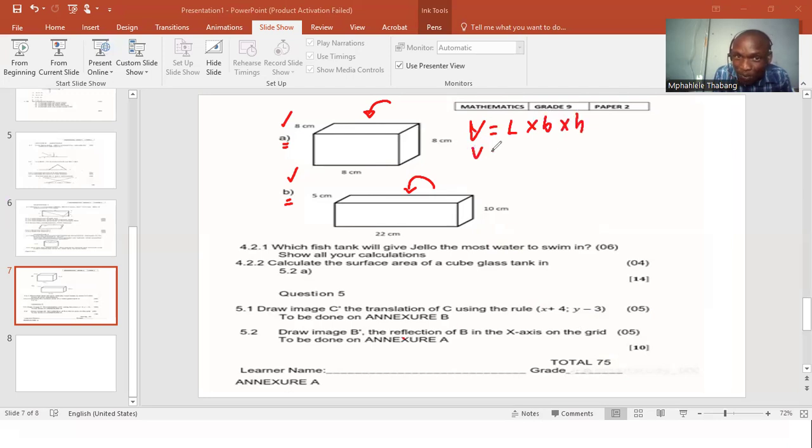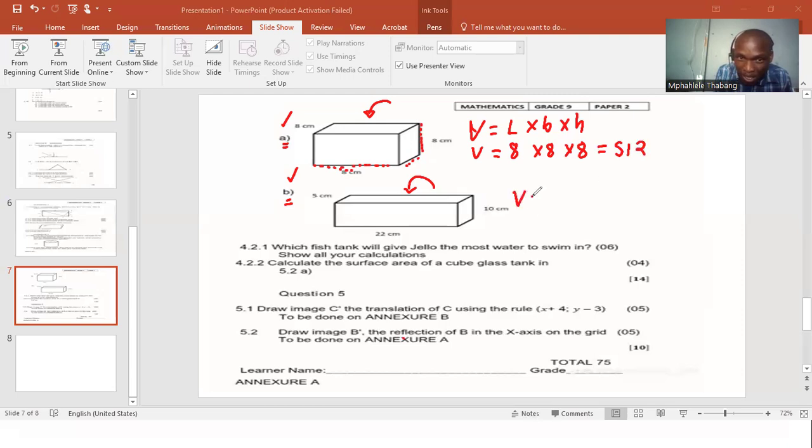So I'm calculating the volume for A. I don't see the dimensions for this one. I just see maybe this side it's 8. This side it is 8. Okay, even this side it's 8. Everything is 8. The length is 8, the breadth is 8, the height is 8. So what is the volume? It's 512. So the first one has a volume of 512.